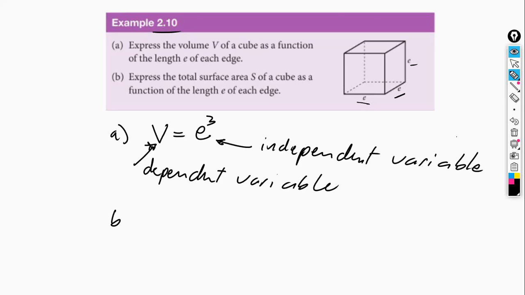So how about B? Well, B says express the total surface area S of the cube as a function of the length e of each edge. So s is the dependent variable, and it is equal to something e, right? So how do we calculate the surface area of a cube? Well, a cube has 6 sides that are squares, right? So that means that the surface area can be expressed as 6 times e squared, because e squared would be the surface area of each square.